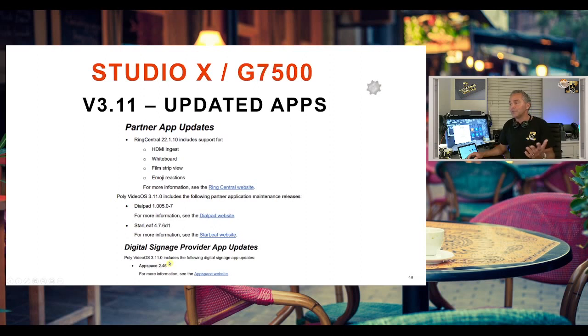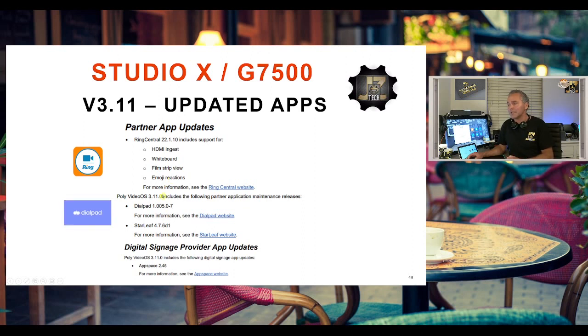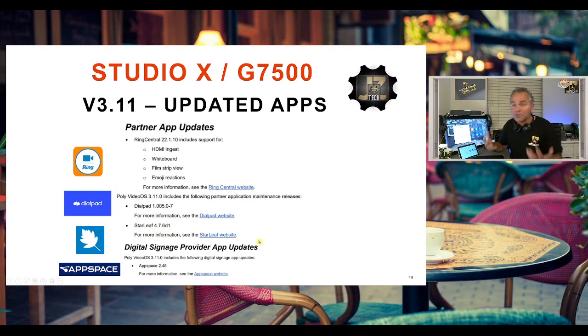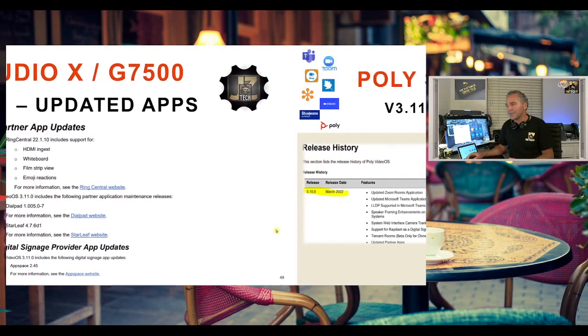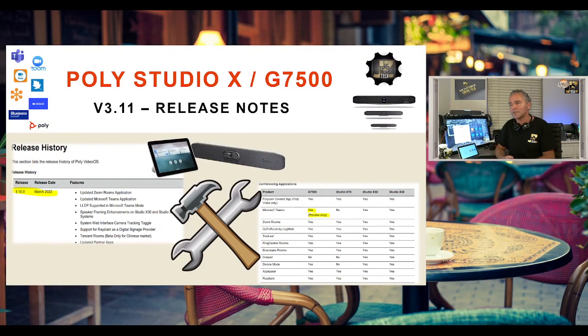Now, what more updates do we have? So we got RingCentral. RingCentral also added the HDMI ingest support, whiteboarding, film strip view, and new reactions. So if you're using those applications, check them out, and of course, let me know your experiences. Same for Dialpad, there's been a maintenance update, similar for Starleaf, and also the digital signage application. This is also an application running on StudioX, which had a specific update.